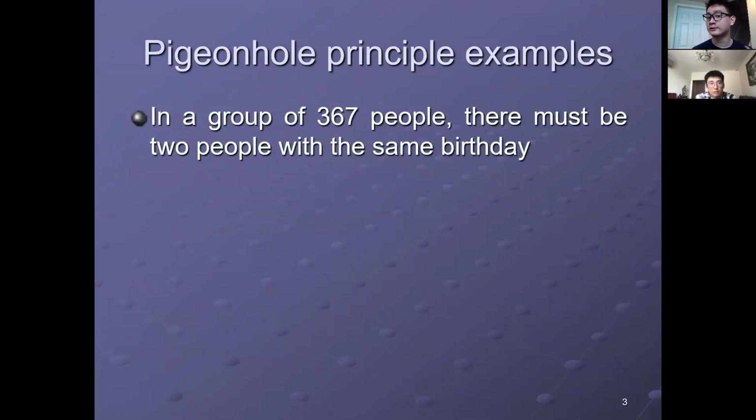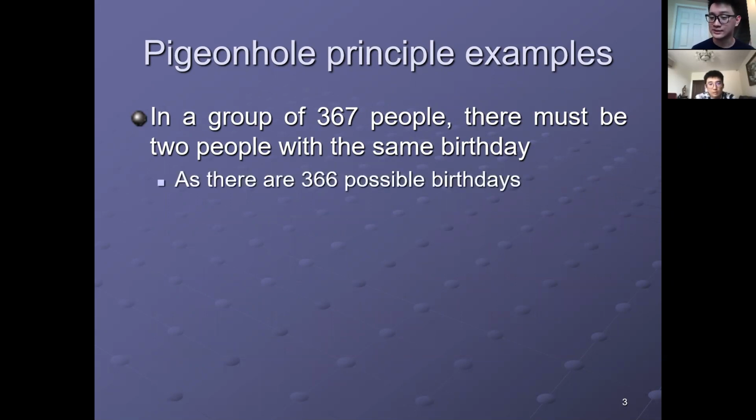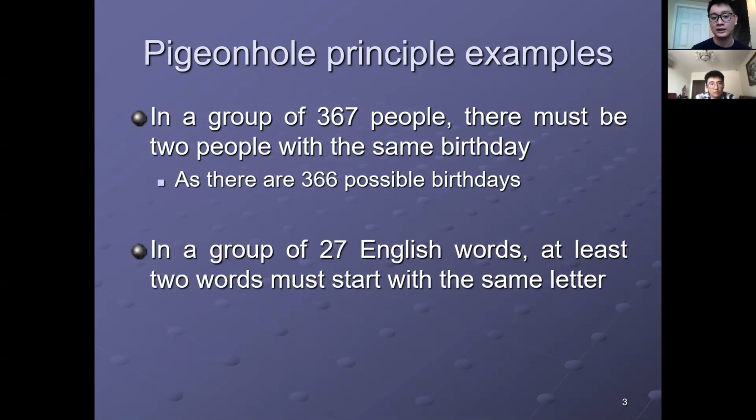In a group of 367 people, what would this mean? This means at least 2 people will have the same birthday, because there are only 366 available birthdays. After the first 366 people take up all of the unique birthdays, the last person must share a birthday with one of the former 366.